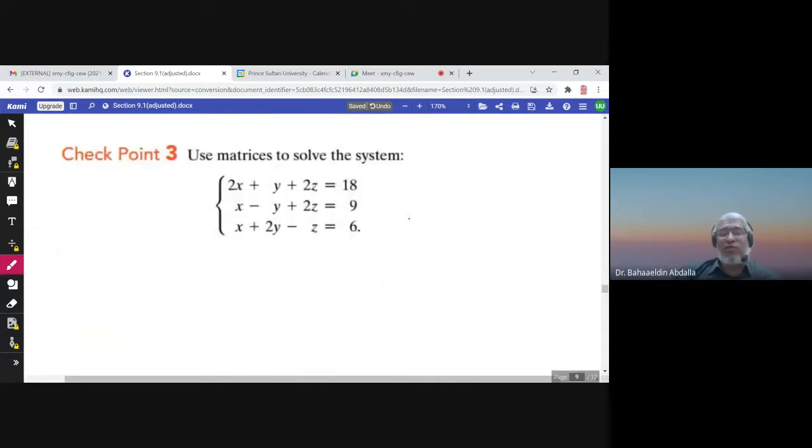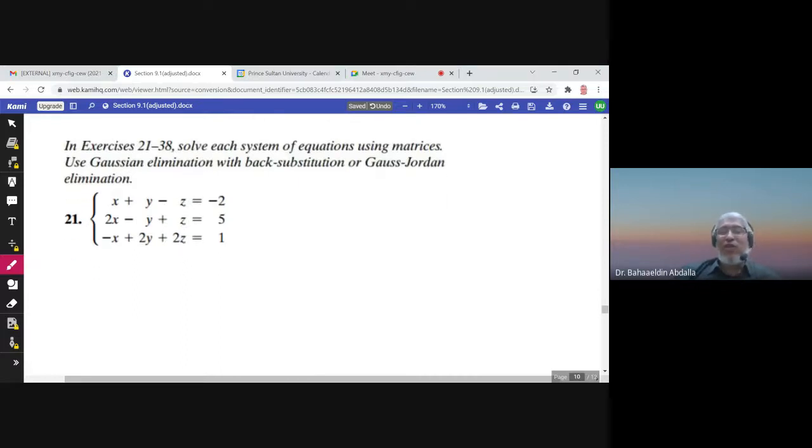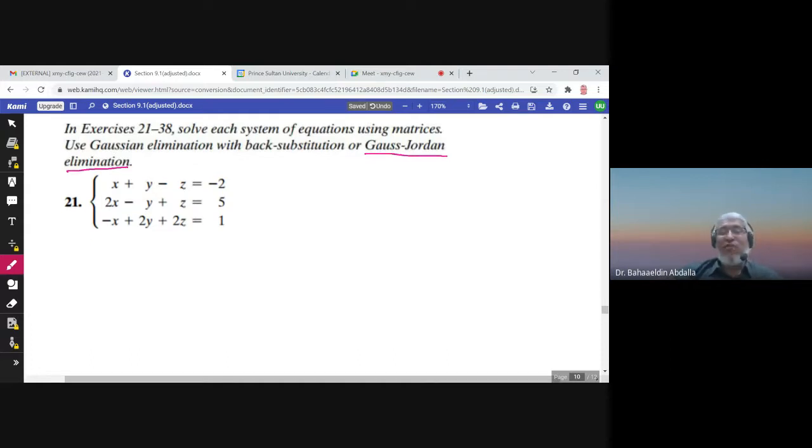I will leave this for you. Please do it by yourself, following the same steps. Here, solve each system of equations using matrices. Use Gaussian elimination with back substitution or Gauss and Jordan elimination. Well, I will solve this question for you, and this would be the last question. And I will solve it using Gauss and Jordan elimination.